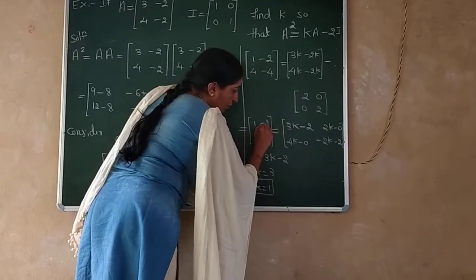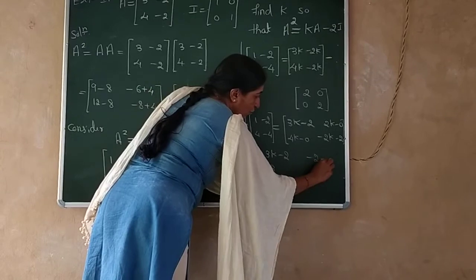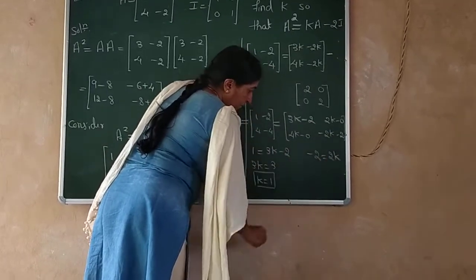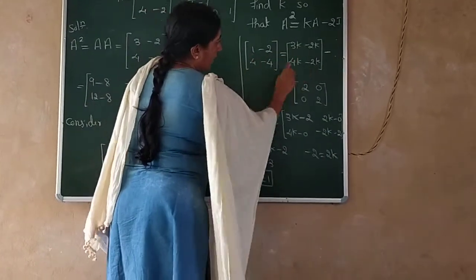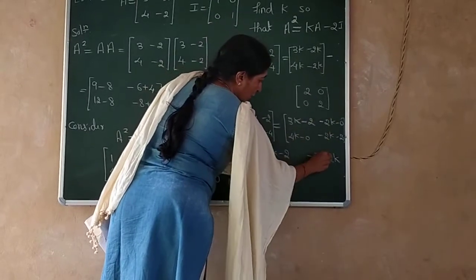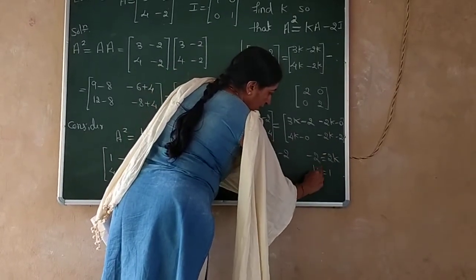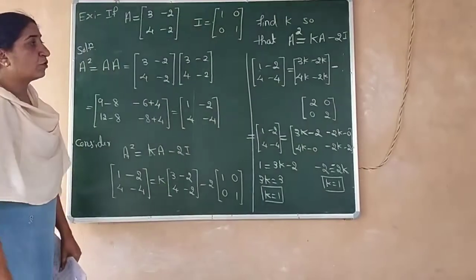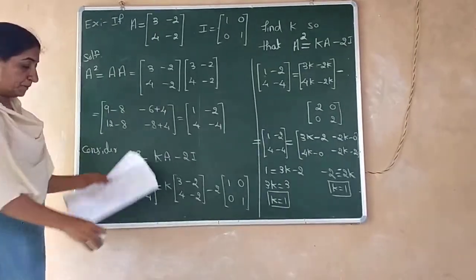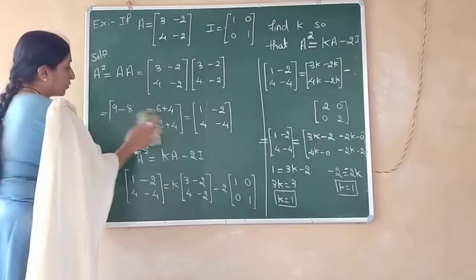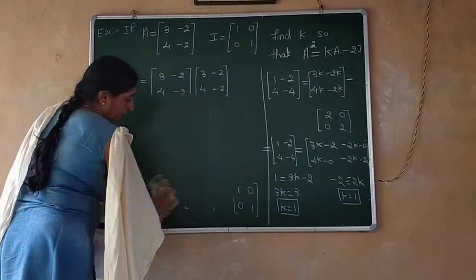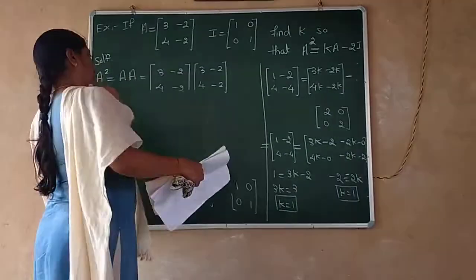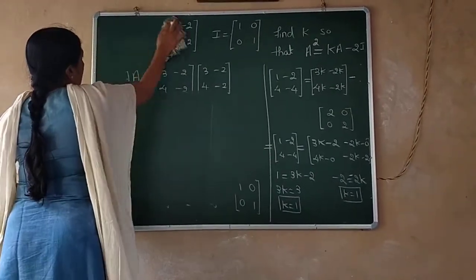See, if you have any doubt, you can take the second also. What is the second value? Minus 2 is equal to minus 2K. Then what is K? Here also you are getting 1. That means whichever term you take, don't worry, we will get the same answer. Now we are moving to the next example. This is again important for competitive exams.